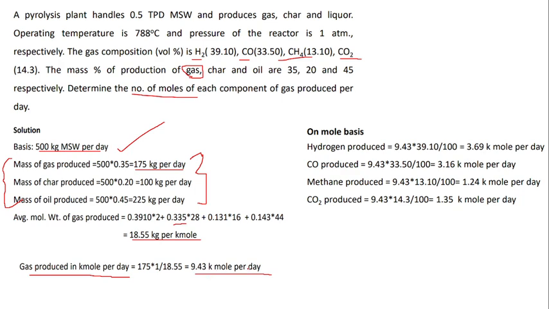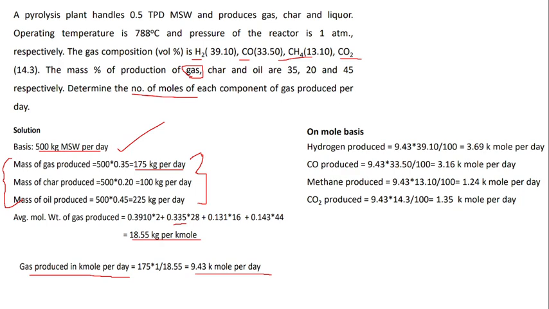Now you know the total moles produced as gas during the pyrolysis process. The individual moles of hydrogen, carbon monoxide, methane, and carbon dioxide are to be found. That is the exact question asked. So now you use the mole basis for solving. Totally 9.43 kilomoles are produced in a day.